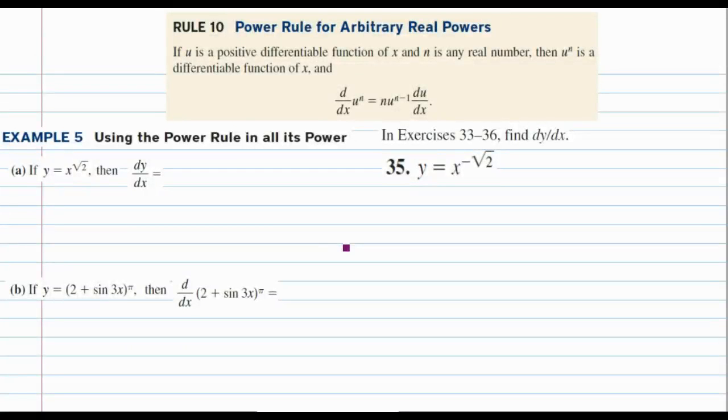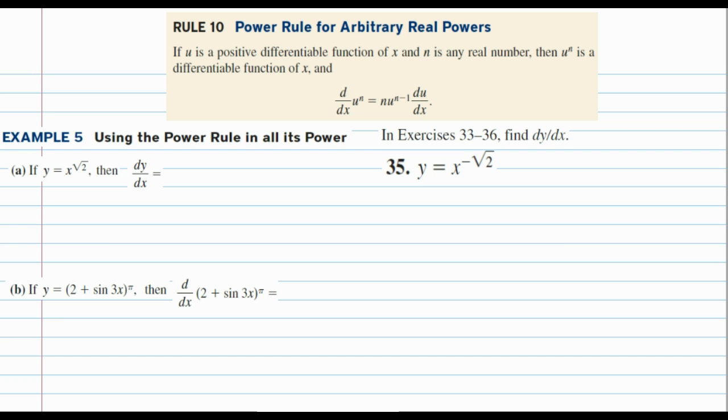This is the screencast for section 3.9, example 5. We're going to use the power rule in all of its power. That's, to me, very deceiving. The power rule is extremely limited. You can only use the power rule when the exponent is a real number. So you can't use the power rule when there's anything else in the exponent.